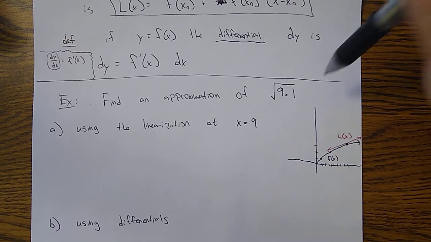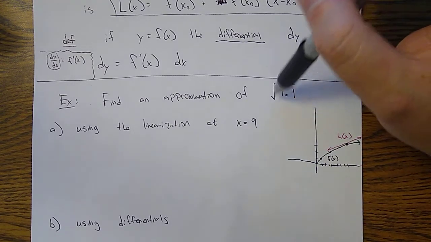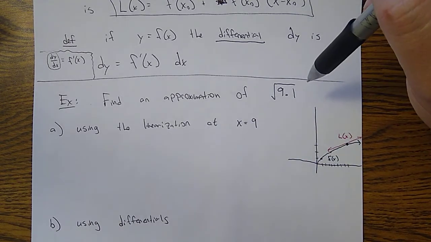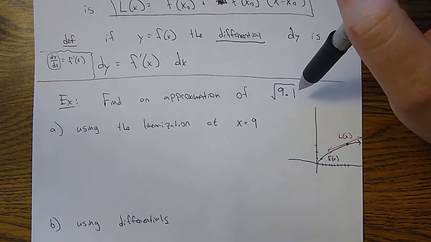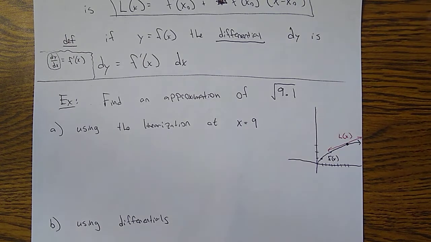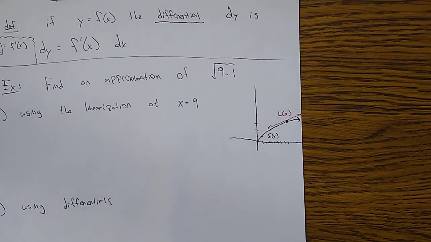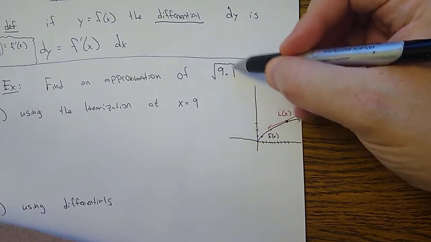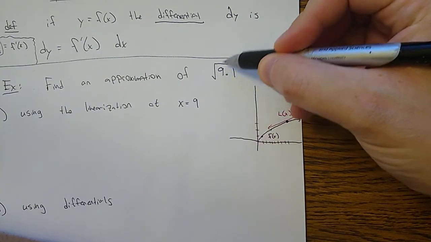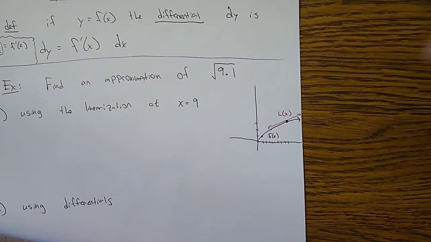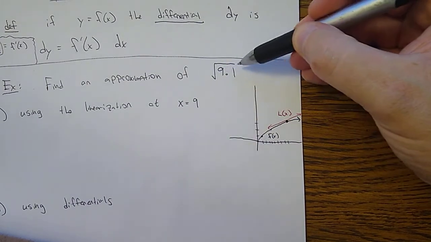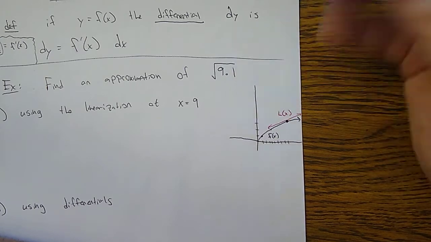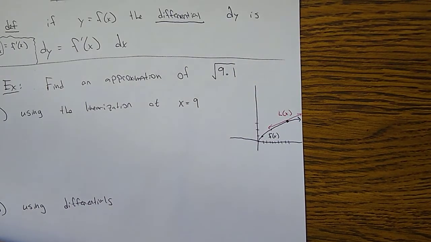It depends how close I want to be. If I'm okay with being off by a bit, then maybe it's okay to say this is close enough to 3. But we're going to do something a bit better than that. We're still going to use the fact that this is close to 9, and that we know the square root of 9. But we're going to adjust. Our guess is not going to be exactly 3. We're going to adjust that guess by a bit.